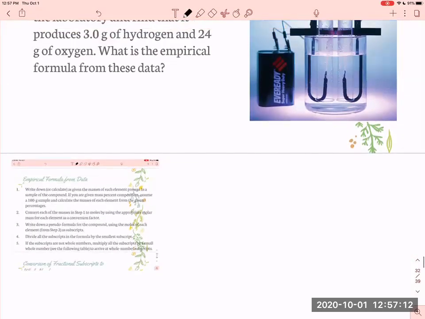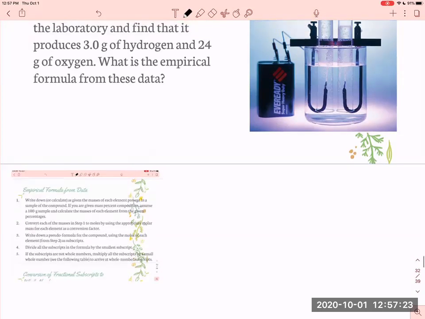First, write down or calculate as given the masses of each element present in the sample of the compound. If you're given mass percent, if we assume 100, just like I was saying before, we can just use that percent as the mass. But we're actually given masses here. So we know for step 1, we have 3 grams of hydrogen.